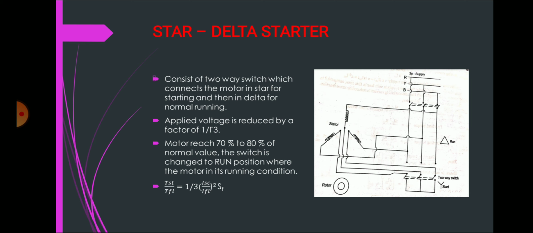When the motor speed reaches 70% to 80% of normal value, the switch is changed to run position, when the motor is connected in delta. Therefore, full voltage is applied to the motor in the running condition. A star delta starter is much cheaper compared to an auto transformer starter. This starter is mainly used for small and medium size motors.